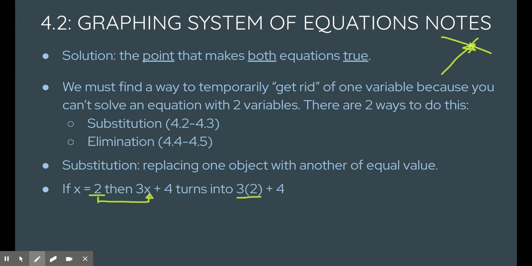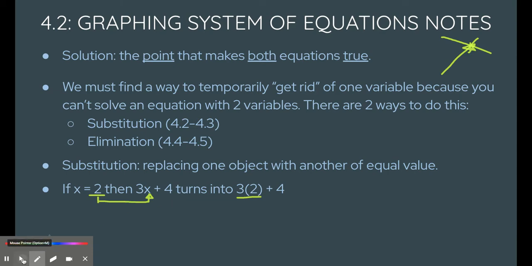Notice how the x goes away and the 2 goes in its place in parentheses. Think about a substitute teacher in school. When a substitute teacher comes in, the teacher leaves. They're not both there at the same time. So when you replace or substitute a variable, it goes away, and whatever you're replacing it with, in this case 2, stays.